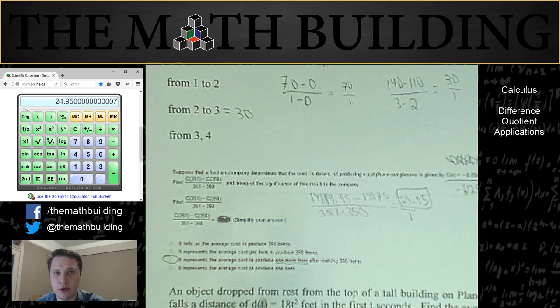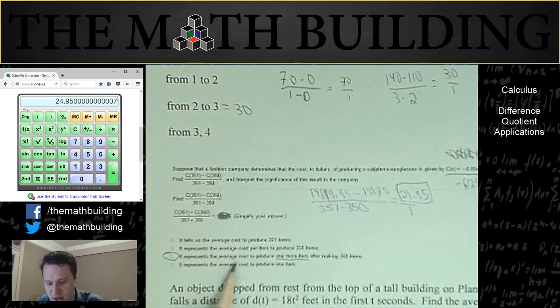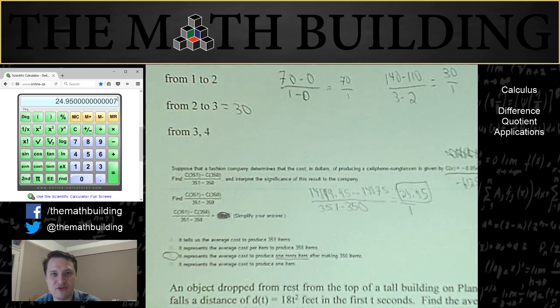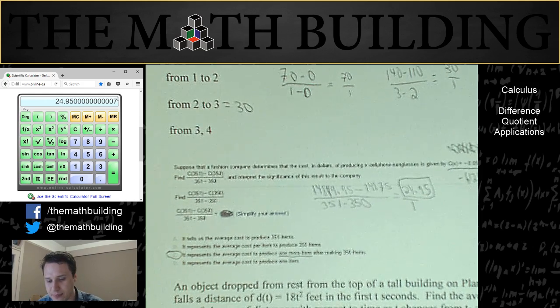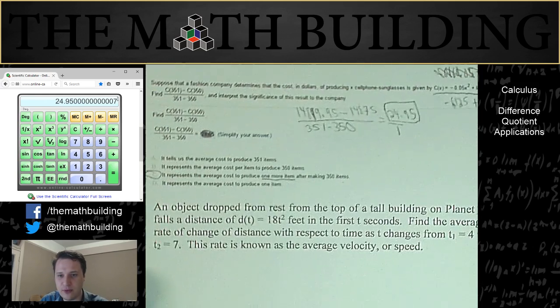And so that's really important. When we're doing these average rate of change or the derivative, remember we're looking at the rate of change of something, or the marginal change, the change to make one more item after the one we've currently made. So that's the answer to that question. Let's do this last one really fast.